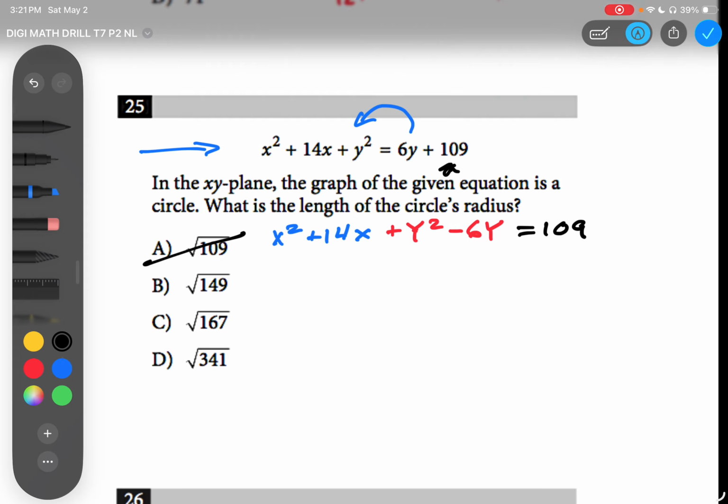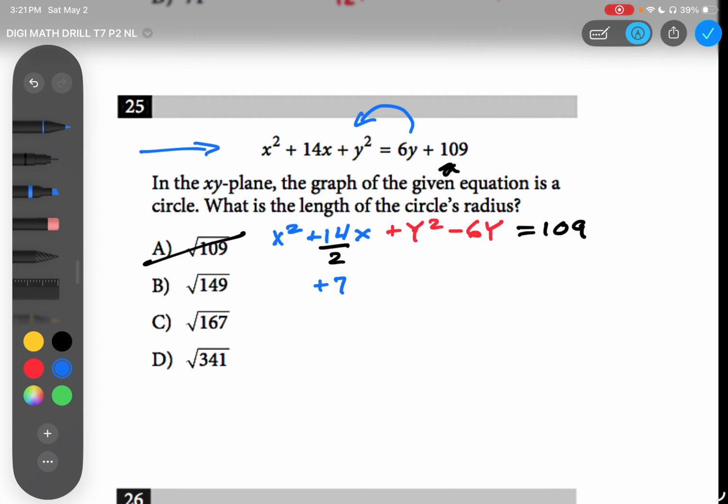But we're going to keep on going with this. Now, what is the length of the circle's radius? First step, there's a recipe to this. When it's scrambled, you're going to take your b value. For the x's, you got x squared, you got 14x. So your b value for 14x is going to be 14. Let's divide that by 2. What's a positive 14 divided by 2? That'll be a positive 7.